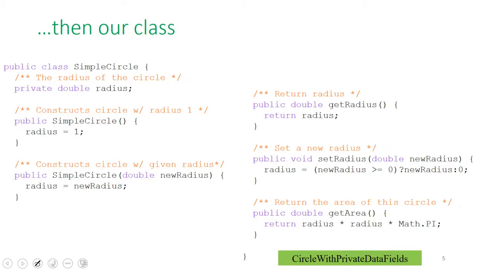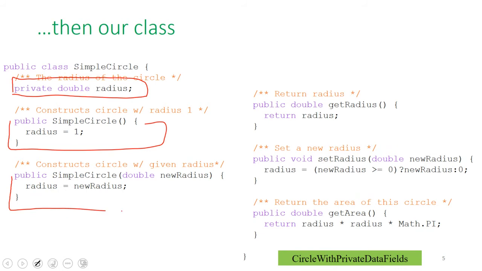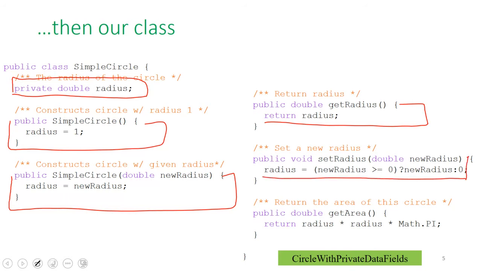So here's the code for simple circle, private radius. That's it, we're using the private keyword. Our constructor is public, that didn't change. We have another constructor that's also public. Like I said, our constructors are going to be public for the time being. Then I have a getRadius. I make it public so that people can get the value of the radius. setRadius, I make it public so that they can change the value of the radius. And then I have a public method getArea.